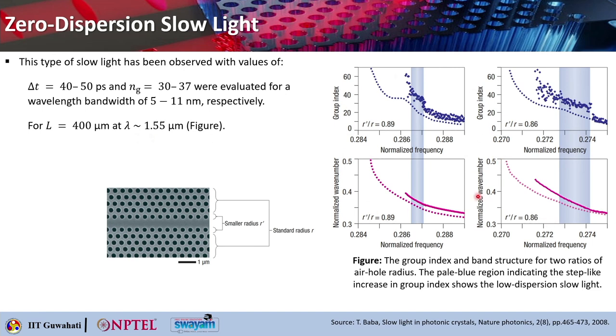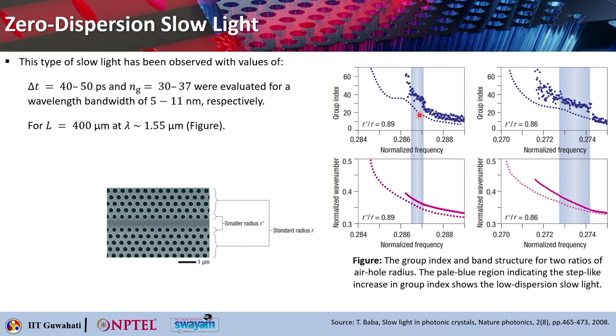So here the graph shows the group index and the band structure for the two ratios of air holes. So here R bar by R is 0.89, so this is how it changes, and here R prime by R is basically 0.86 for these two cases. So once again, R prime is basically the smaller radius and R is the standard radius. And what is this pale blue region? It indicates the step-like increase in group index that you see here, and it shows the low dispersion slow light.